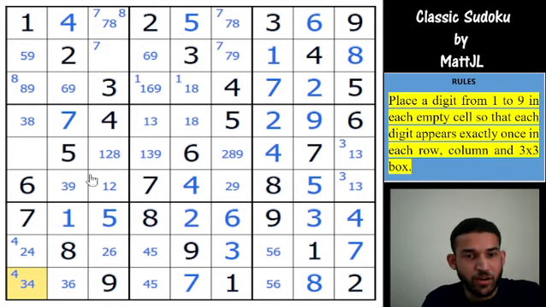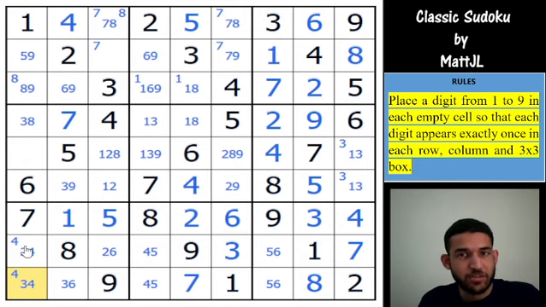So 2 in column 1 has 2 cells left, right? So it can either be this cell or this cell. Okay.